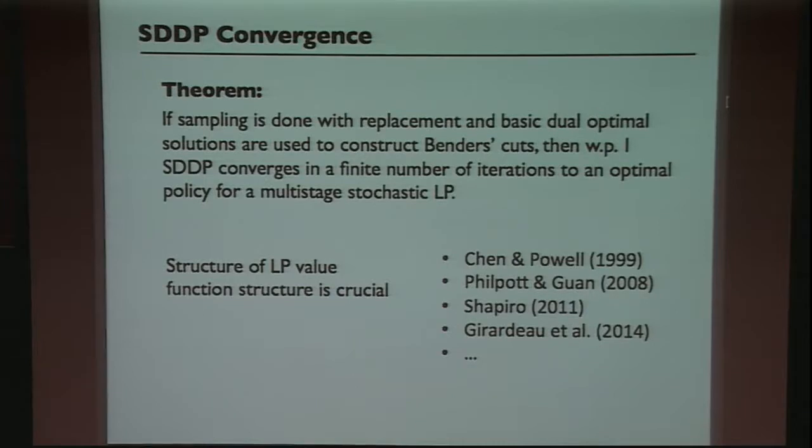Okay, so the convergence result. I'll just mention it without proof. Some ideas of the proof are in the slides, and I can talk about it later if you want. If the sampling is done with replacement, because these are independent, and when we are constructing these cuts, we do it the same way as in the two-stage model. You have to solve the dual problem. You get extreme points, and if you use basic dual solutions, essentially extreme points of the dual feasible region are used to construct the cuts.